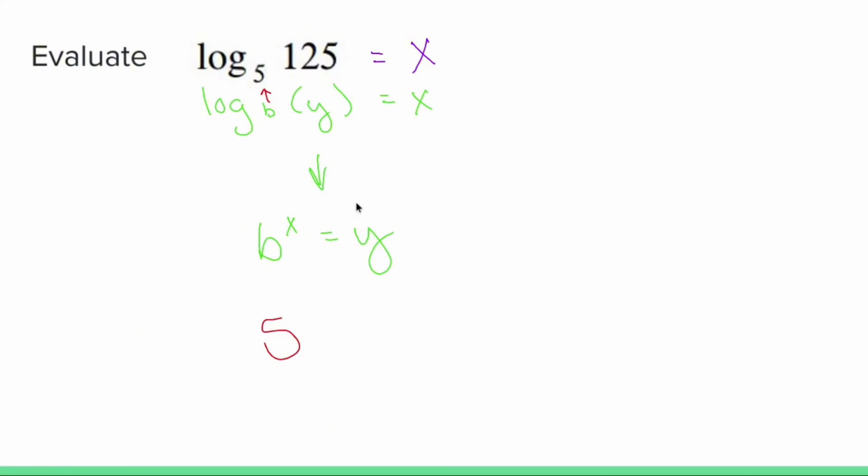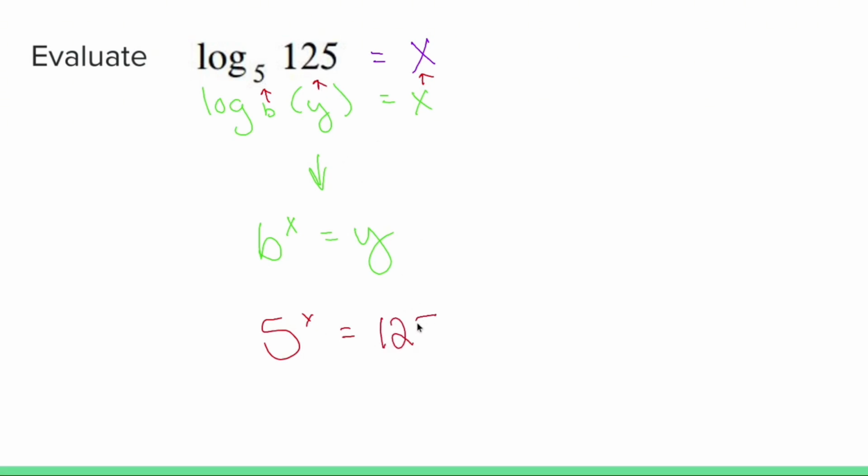Evaluate log base 5 of 125. Whenever I'm given an evaluate problem, I like to set it equal to x. Because what I like to do is compare this to log base b of y equals x. So then I can rewrite that as an exponential function, b to the x equals y. So doing that, I can rewrite this as 5, because my b is 5, to the x equals 125.